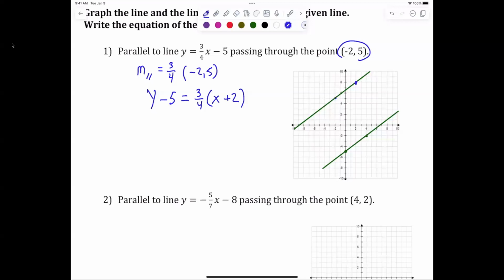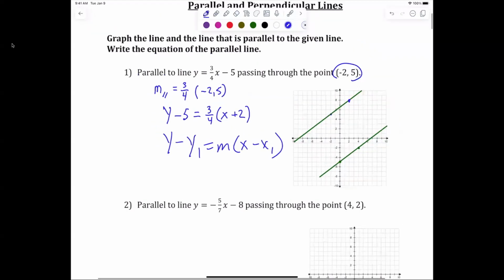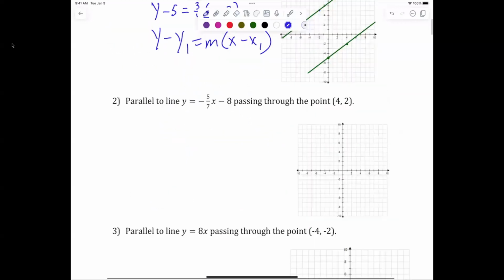No, because it's y minus y1 equals m times x minus x1. That was the formula we used called point slope. Now, I use point slope because it's the easiest one to use. So let's go ahead down to number 2 now.